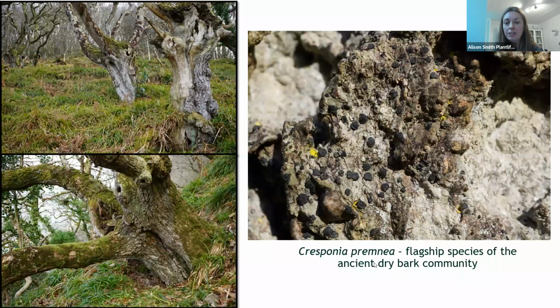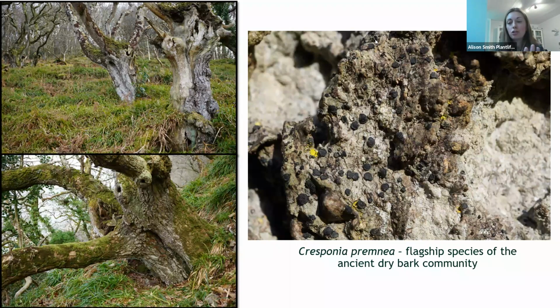And this is one of the flagship species of this ancient dry bark community, Cresponia premnea. And it is a crustose lichen, and it has a sort of olive brown background to it, which is the body of the lichen, the lichen thallus. But the black fruiting bodies are the things that stand out, which you can see clearly on this image here. And those are the fungal fruiting bodies, and they look a little bit like little black tires dotting the bark. So that's one of the things to look out for.